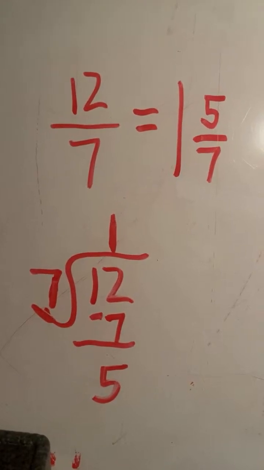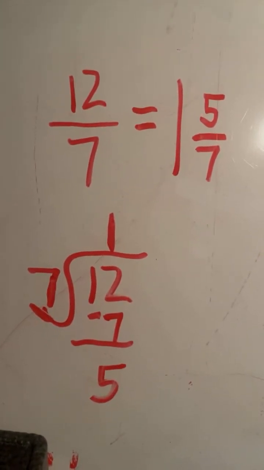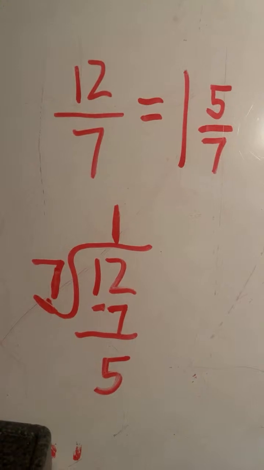And we have our answer. 12/7 converted into a mixed number equals 1 and 5/7.